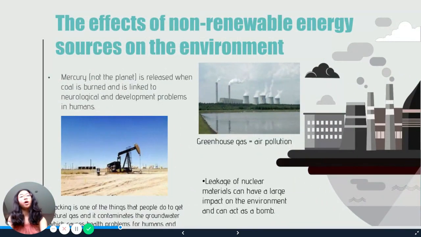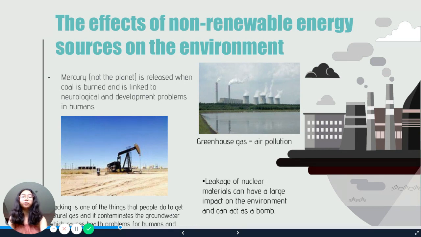The effects of non-renewable energy sources on the environment. So this is just the second page of it. Mercury, not the planet, it's something else, is released when coal is burned and is linked to neurological and development problems in humans.